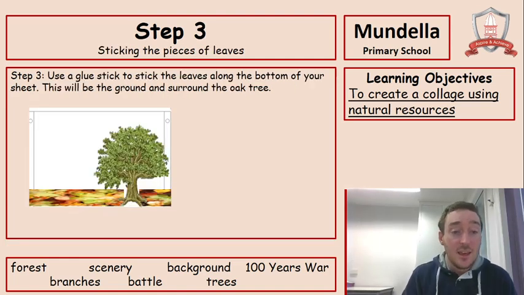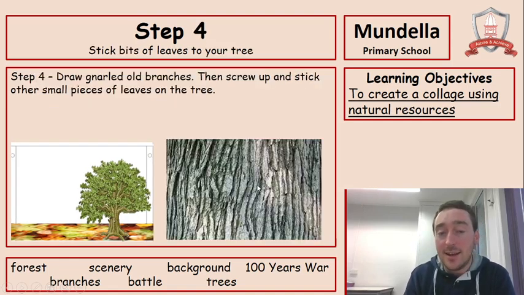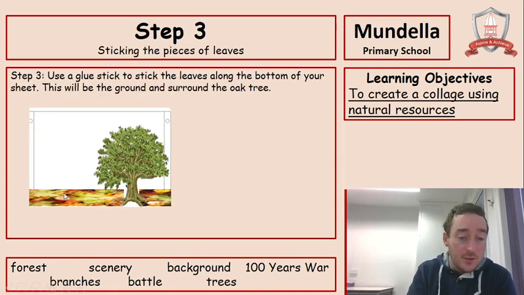So we'll be sticking the leaves to the bottom of the sheet, just along here, so it surrounds the tree, so it really gives us an idea of an open forest with the tree that Robin and his merry men like to be in. And we'll stick those to the bottom and we'll leave the tree for the moment. We'll be using a glue stick to do that.